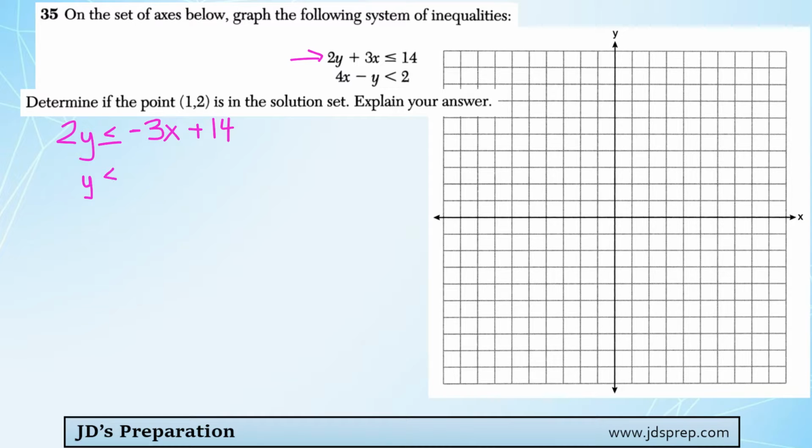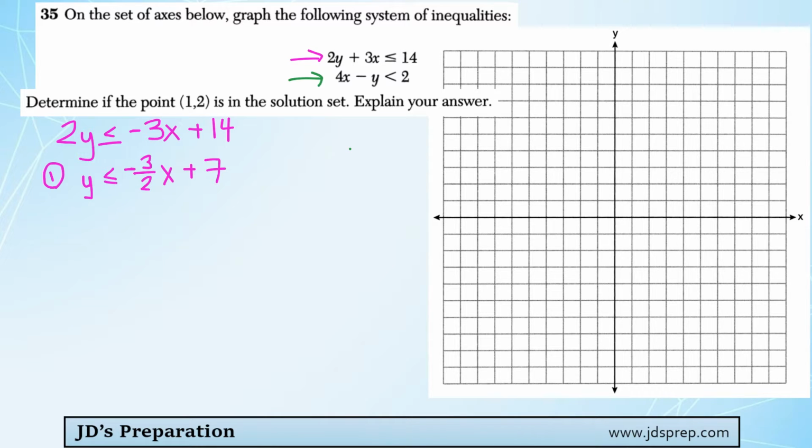So we'd get y is less than or equal to negative 3 over 2x plus 14 over 2, which is, of course, just 7. So this is our first equation that we're going to input in our graphing calculator. Of course, in the graphing calculator, it would be y equals negative 3 over 2x plus 7. And then what we're going to be looking at is the area that is less than or equal to that line.